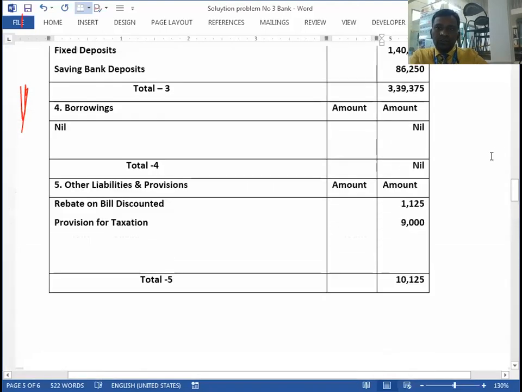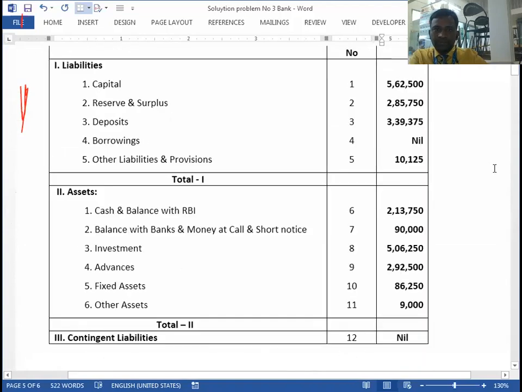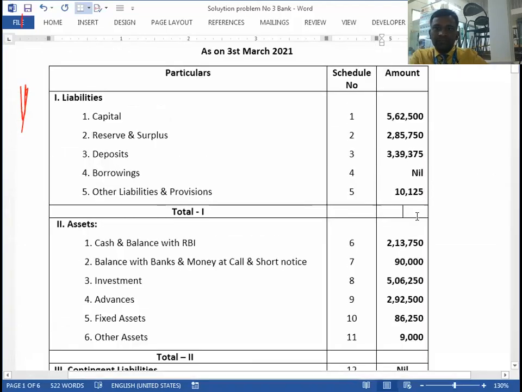Now just totaling the liabilities side, 11,97,750. Does it match with the asset side or not? See, is there any difference between liabilities and assets? Okay, both figures match.